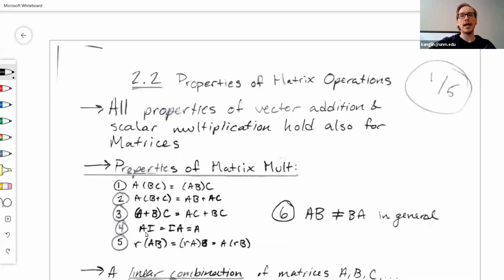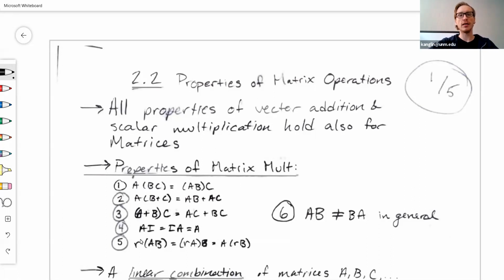Property 4 says A times the identity equals the identity times A equals just A, right? This is saying that multiplication by the identity doesn't change anything. We said that's kind of like multiplication by 1 when working with numbers.